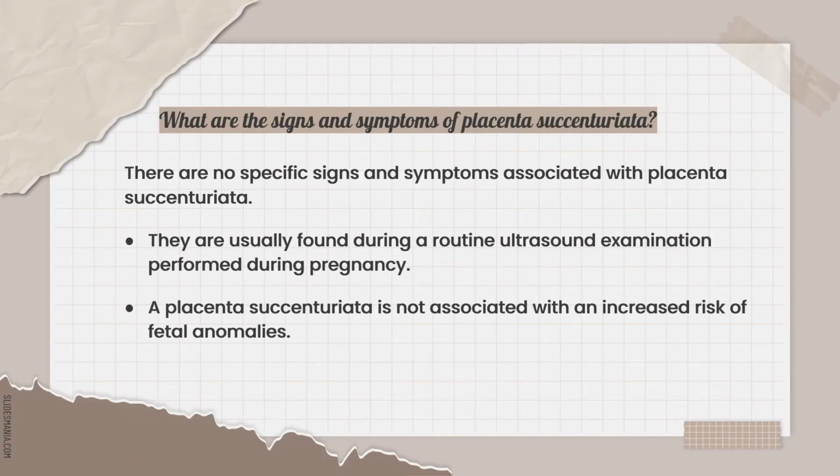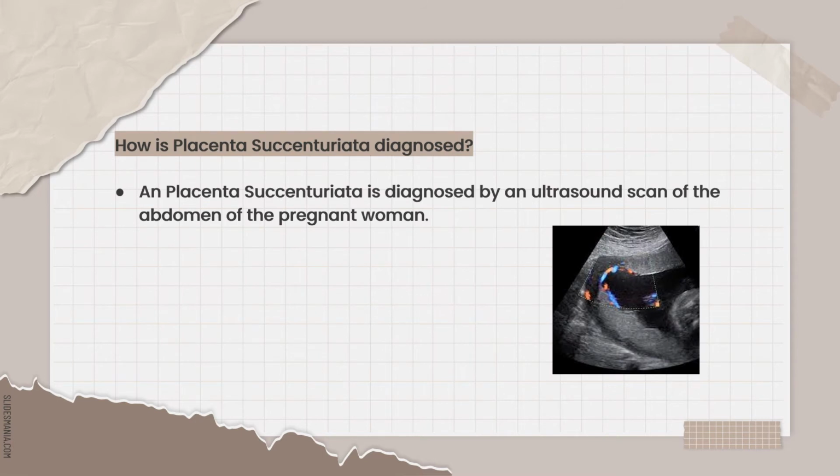What are the signs and symptoms of placenta succenturiata? There are no specific signs and symptoms associated with this. They are usually found during a routine ultrasound examination performed during pregnancy. A placenta succenturiata is not associated with an increased risk of fetal anomalies. How is placenta succenturiata diagnosed? It is diagnosed by an ultrasound scan of the abdomen of the pregnant woman.